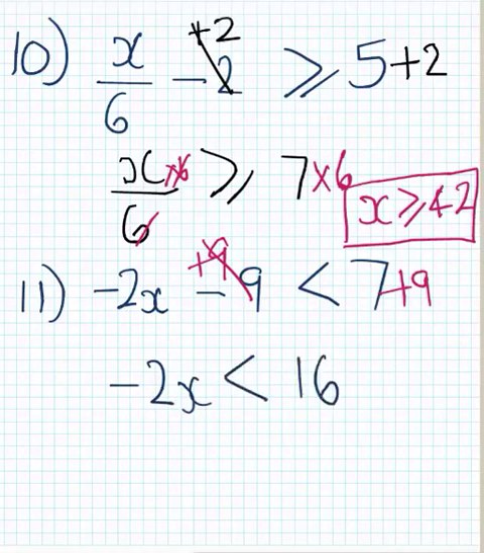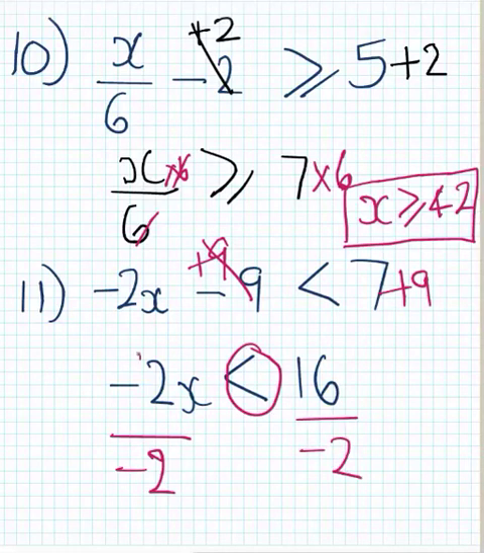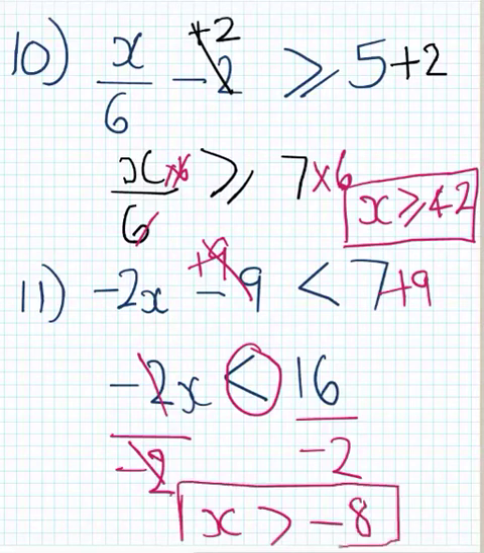And then our final step is to now divide by -2. And because we're dividing by -2, we must switch the inequality sign. So that's why I circle it. The -2 cancels out. So just down here, we'll put our answer. X, switch this, is greater than 16 divided by -2 is -8. And that will be the answer or solution for question 11.